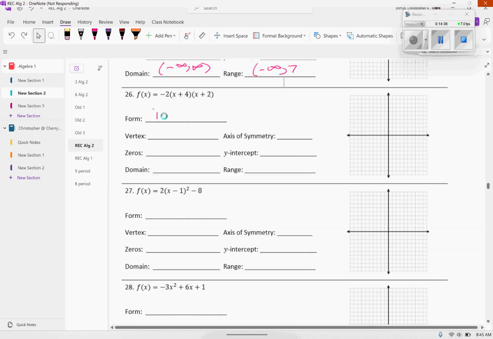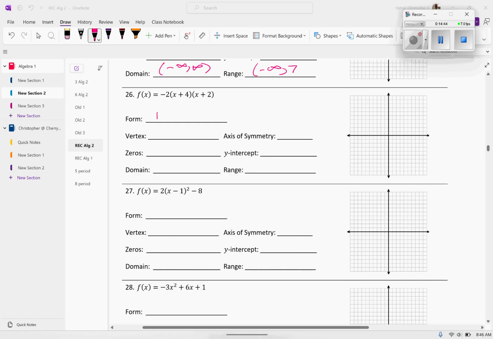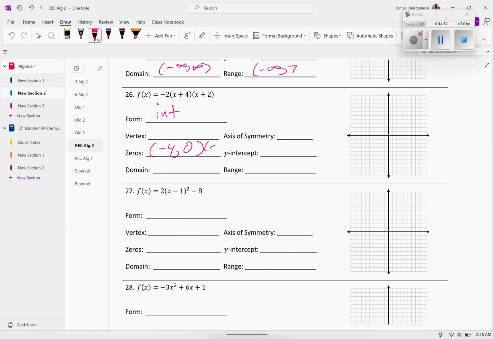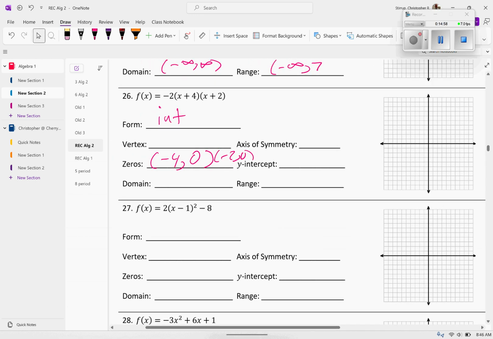All right, so this is in intercept form. We're in intercept form on this one. So my zeros are going to be negative 4, 0, and negative 2, 0. So if I bring this and make it a little bit bigger, negative 2, 0 is here, negative 4, 0 is here.